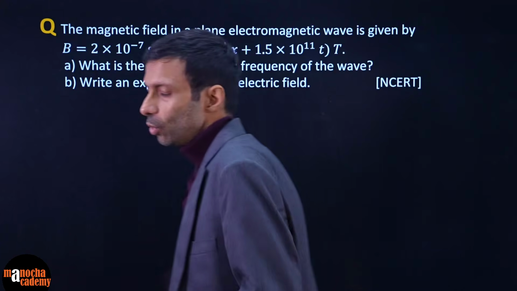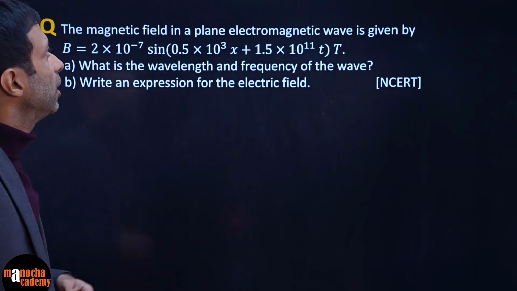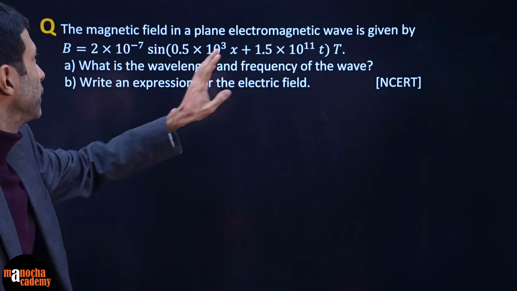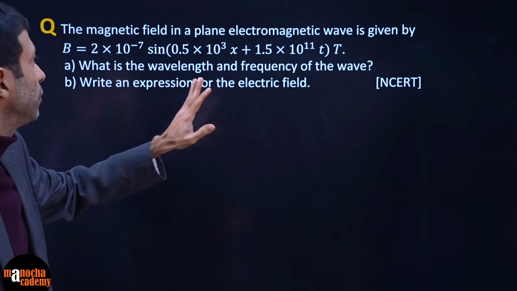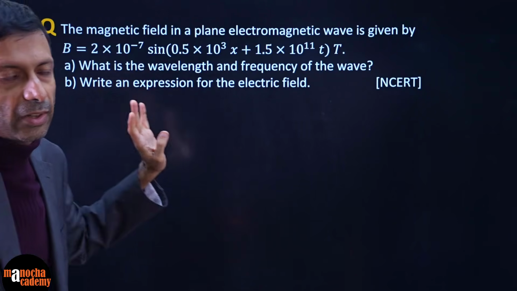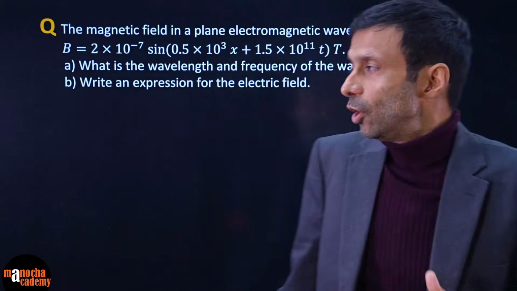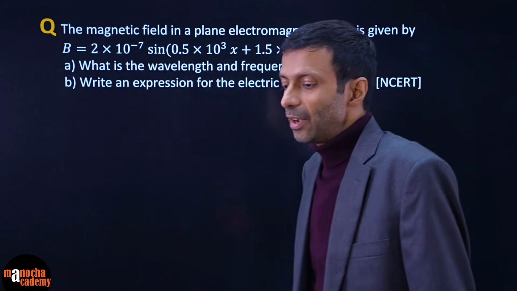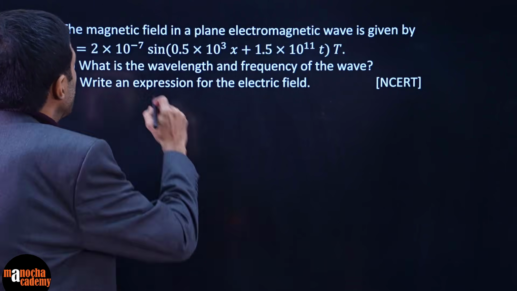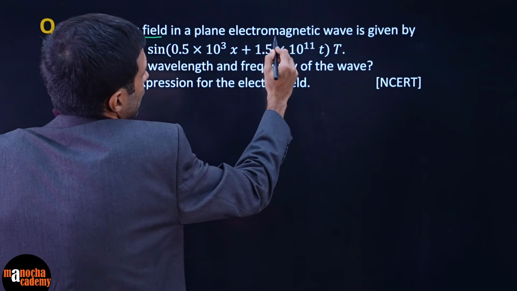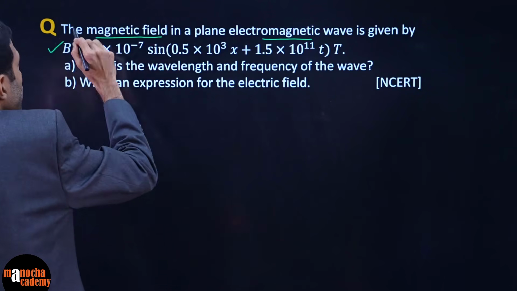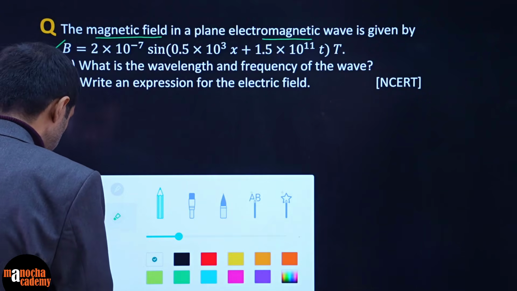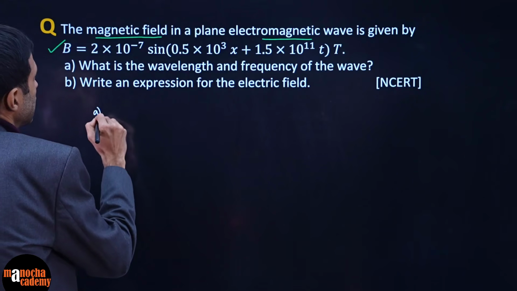Here's another question for you. Magnetic field in a plane electromagnetic wave is given to you as this, and see it is in Tesla. What is the wavelength and frequency of the wave, and write an expression for the electric field. Very nice, interesting question. So see, this is the question where you are getting the equation, right? And they have given us the equation for B, magnetic field equation, in an electromagnetic wave. Try out this question. So for part A, first write down the equation that they have given us.